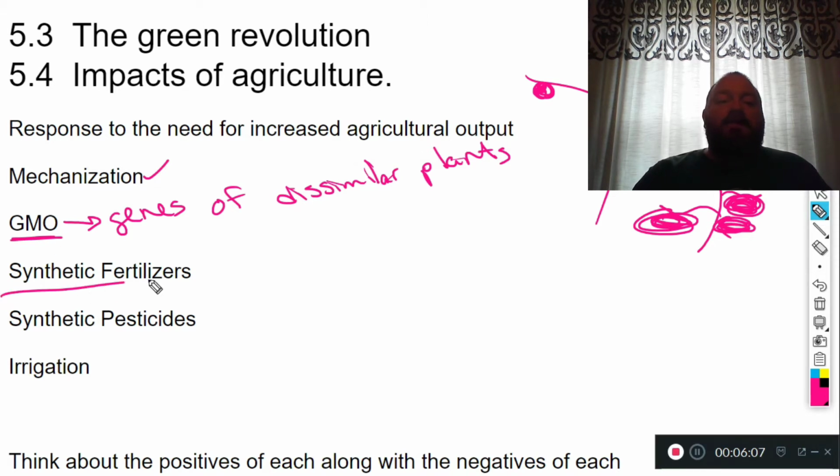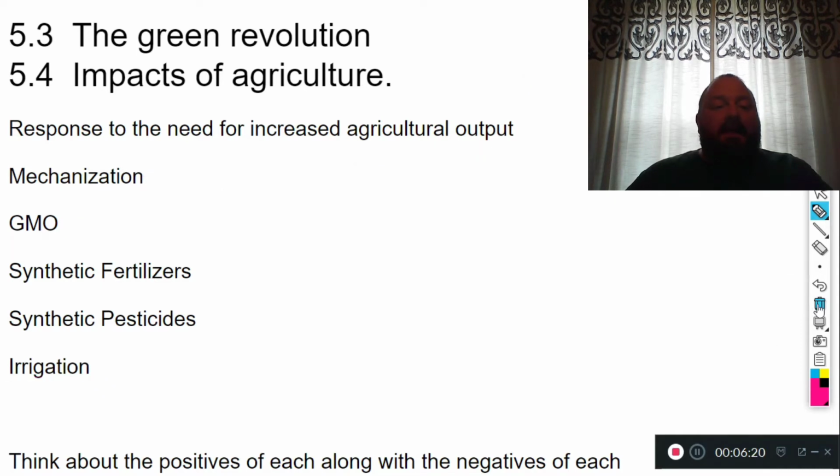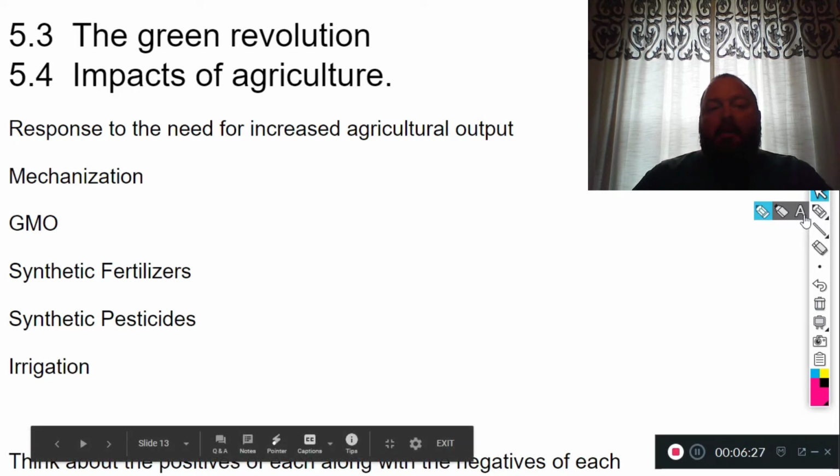The synthetic fertilizers, this is what gave us the ability to grow monocultures. When we grew monocultures, we got more efficient at it. And then also we had better technology, so we were able to irrigate more efficiently. So knowing these is one thing. We also need to know the positives and negatives of each of them. So take a second, think through what benefit and drawback we get from these.